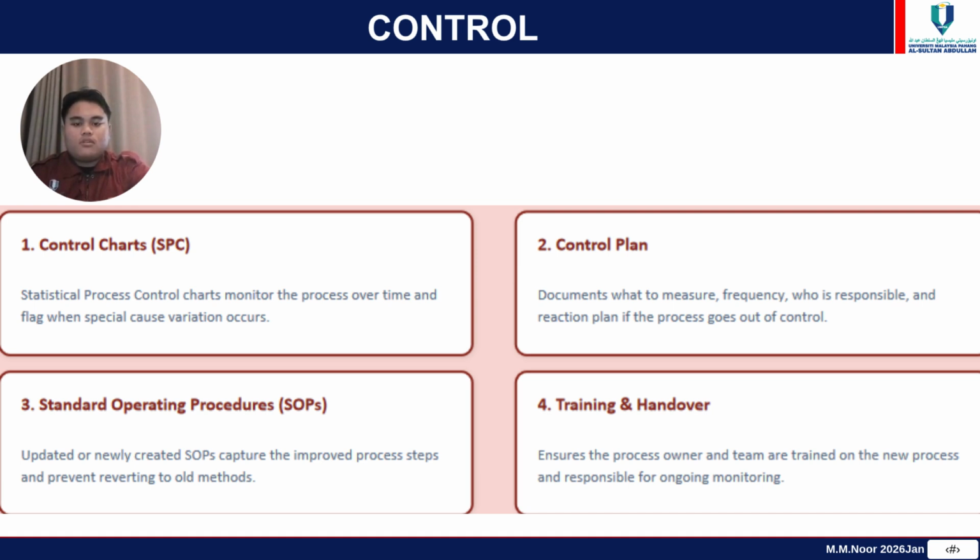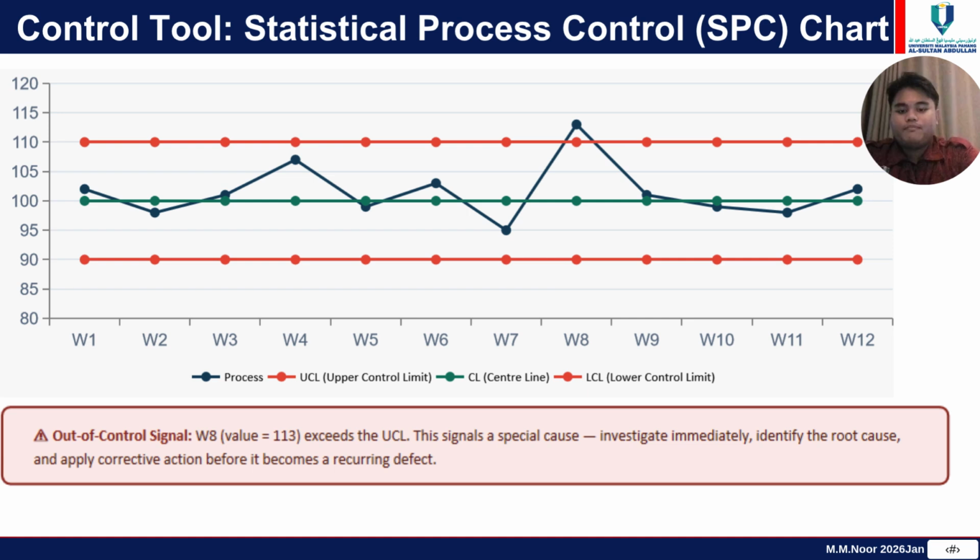Third one, standard operating procedures, SOPs. We update or create fresh SOPs to capture the newly improved process steps, completely preventing the team from reverting to old habits. And lastly, training and handover. This ensures the long-term process owners are fully capable, trained, and taking absolute accountability for ongoing performance monitoring.